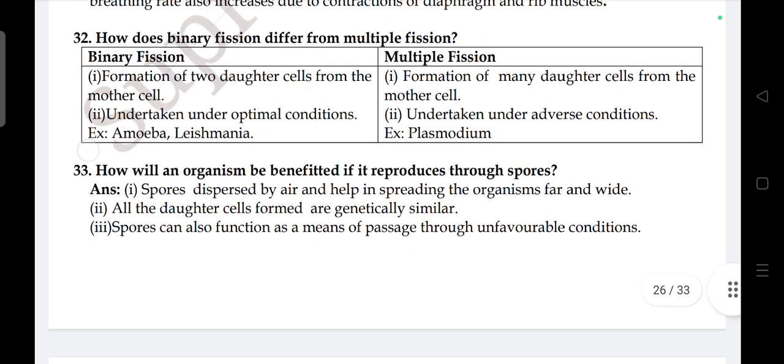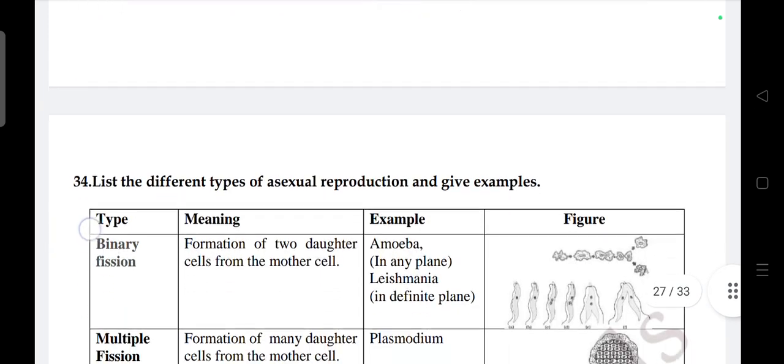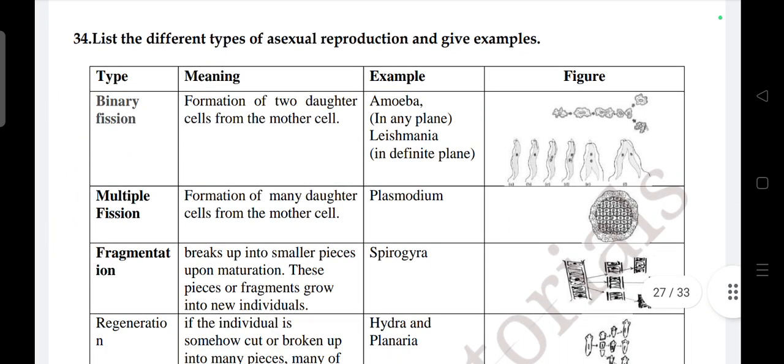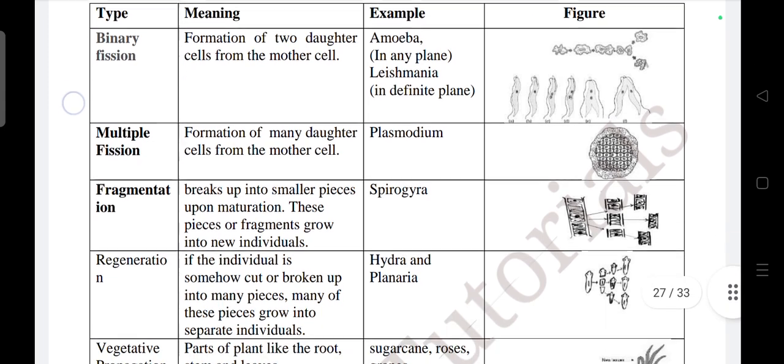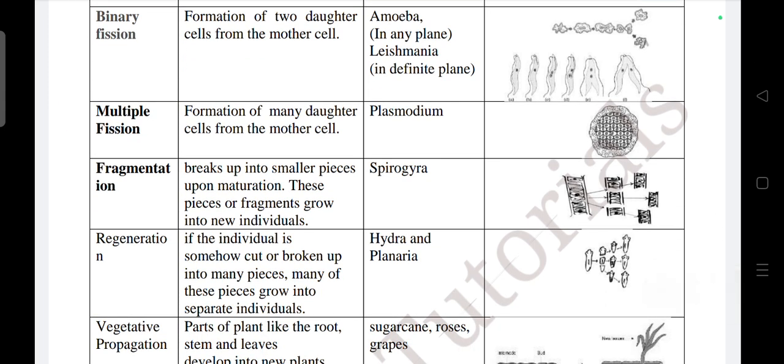How does binary fission differ from multiple fission? How will an organism benefit if it reproduces through spores? Different types of asexual reproduction with examples. Binary fission, example: amoeba. Then multiple fission: plasmodium. Fragmentation: spirogyra. Regeneration: hydra and planaria.